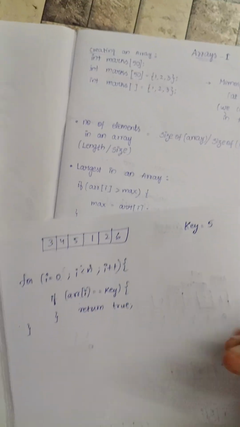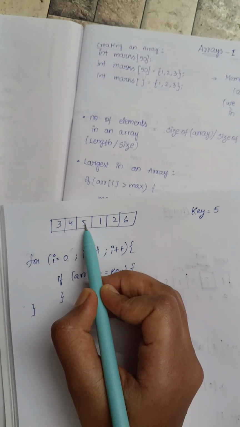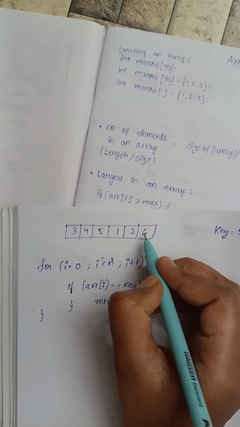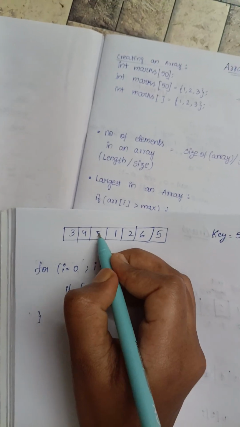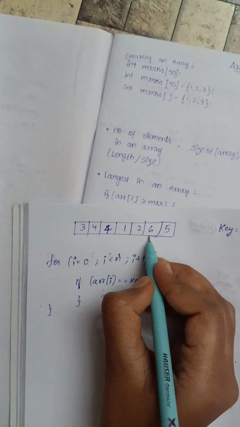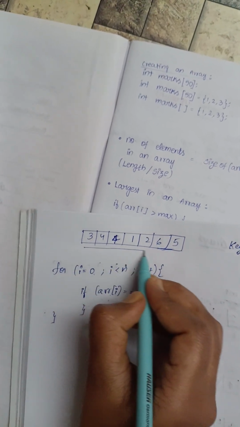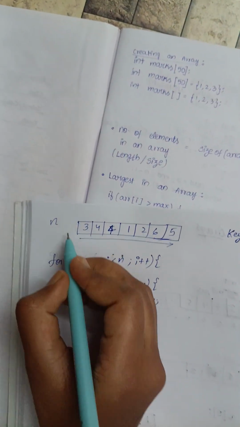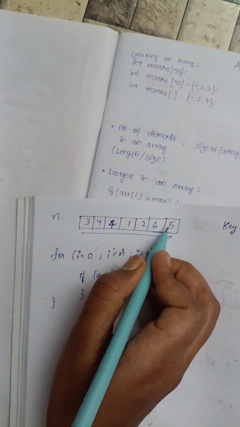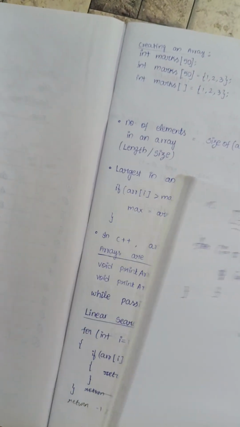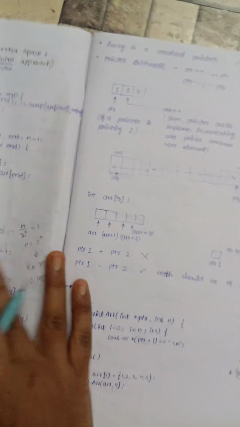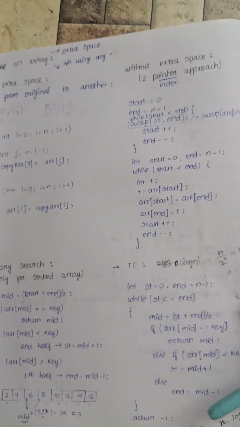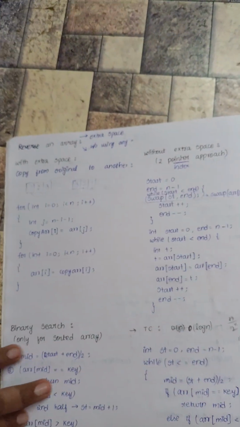Now suppose the key element 5 is present at the end of the array, then to find the key element we need to search throughout the array. If this array has n elements, then we must search n elements, right? So the time complexity is big O of n. Okay, that is linear search. Now we'll see how to implement reversing an array.